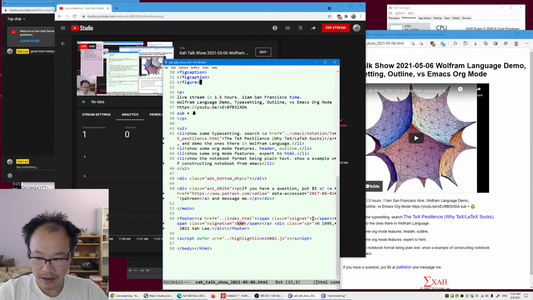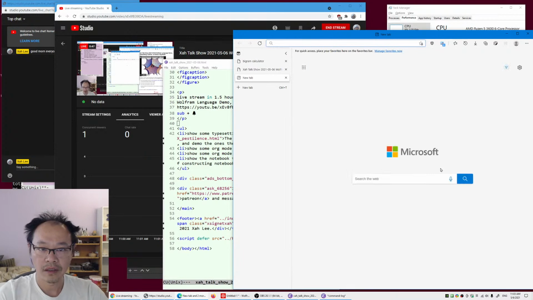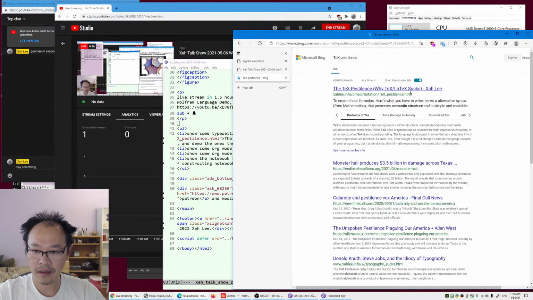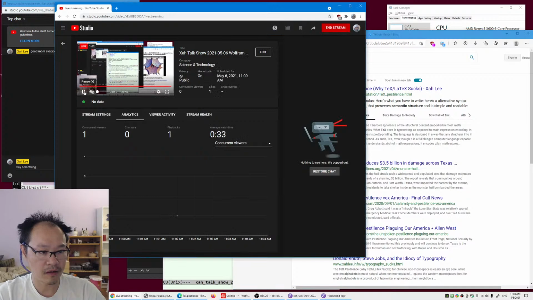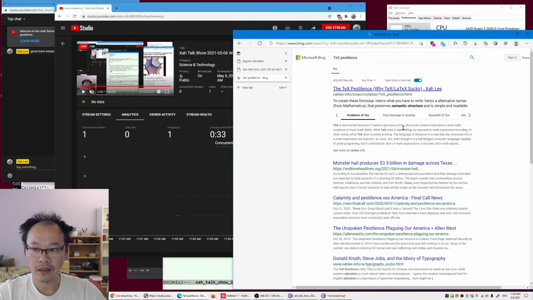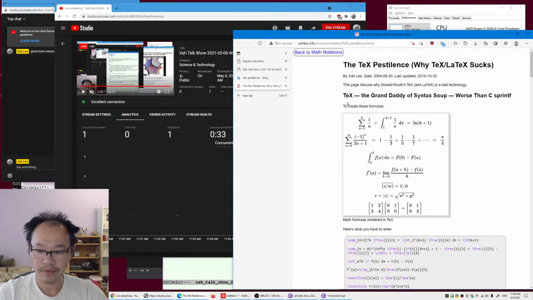Okay, Mathematica typesetting. So I'm going to show you an article. Search for TeX pestilence. Okay, this is my article, The TeX Pestilence: Why TeX and LaTeX Suck. That's Donald Knuth's technology for typesetting. So you can see this article was written in 2004, 16 years ago.